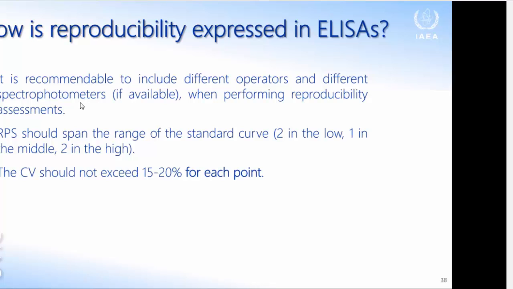Now the difference between the acceptable criteria, for example, for these variations in the results in the serological test, in the ELISA, it says that the coefficient of variation should not exceed 15 to 20% for each point, meaning for the low positive, for the high positive, and the middle value positive sample. So unlike in PCR, where the coefficient of variation should be lower than 5%, in ELISA, this variation should not be higher than 15 to 20% in the reproducibility experiments.